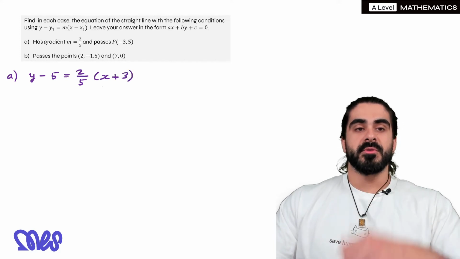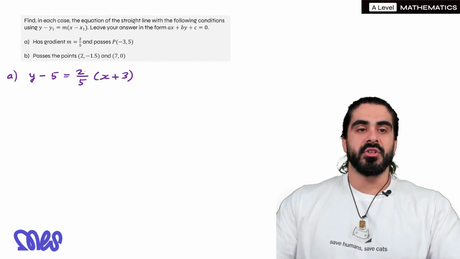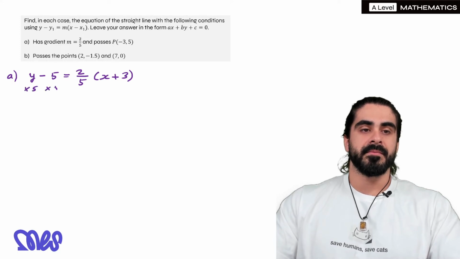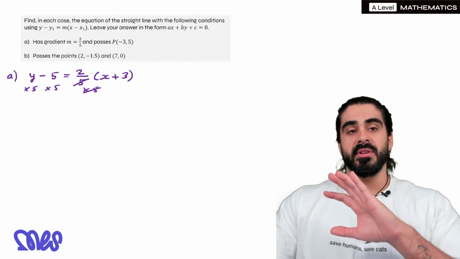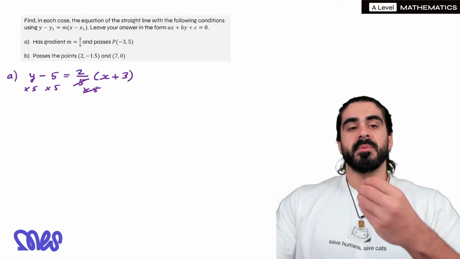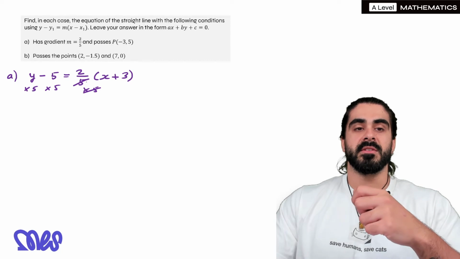Now, this is where it becomes really useful. When we have fractions like this, we want to get rid of those fractions right now. So we're going to times everything by 5. 2/5 times 5, the 5s just cancel. Now, on the right side, there's only ever one term. So when you multiply through by the denominator, it only disappears from the gradient.